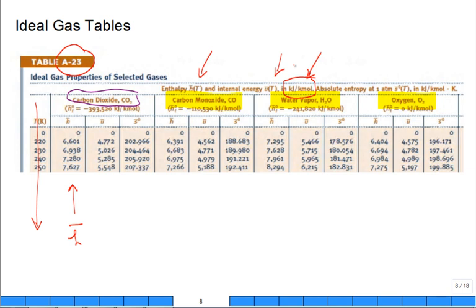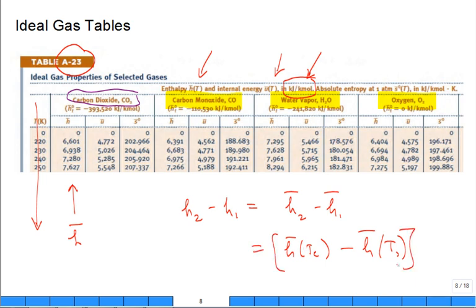So we're going to solve a problem in a second. If I wanted H2 minus H1, I could get out of the table H2 bar minus H1 bar, knowing the temperature H at T2 and H at the temperature T1. And what would I do to get the difference in H if I had the difference in H bars? Multiply or divide by the molar mass? Should I either multiply by M or divide by M? A or B?